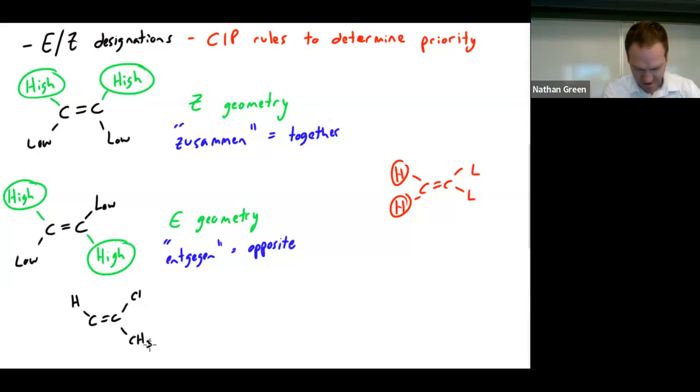Here are a couple different groups attached to an alkene. I've drawn this in a funny way, but this is a butene, right? So there's 1, 2, 3, 4 carbons. It is a 2-butene because the double bond is at the second carbon. You normally wouldn't draw it this way. There's also a chlorine there, so it would be 2-chloro, 2-butene.